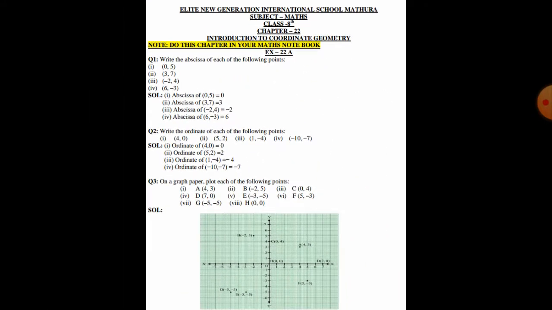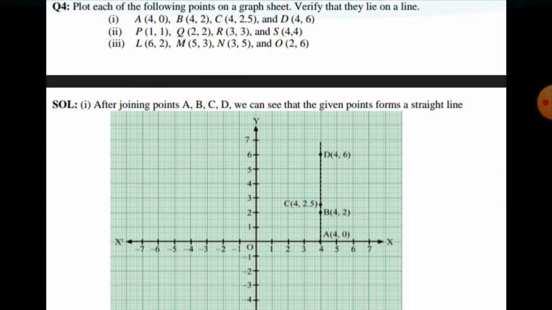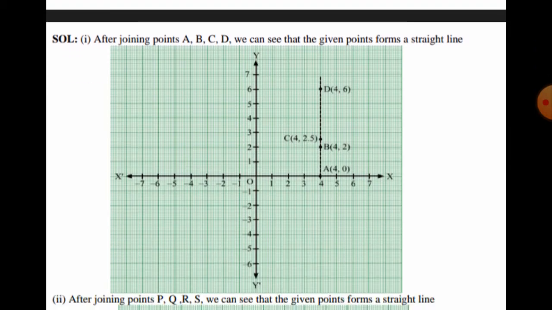Now see the next question, question number 4. This question is also the same. Plot each of the following points on the graph sheet and verify that they lie on a line. We have to mark these points on the graph paper and verify that they form a line. Point A is (4, 0), B is (4, 2), C is (4, 2.5) and D is (4, 6). On graph paper, after joining A, B, C, D, we can see that the given points form a straight line.